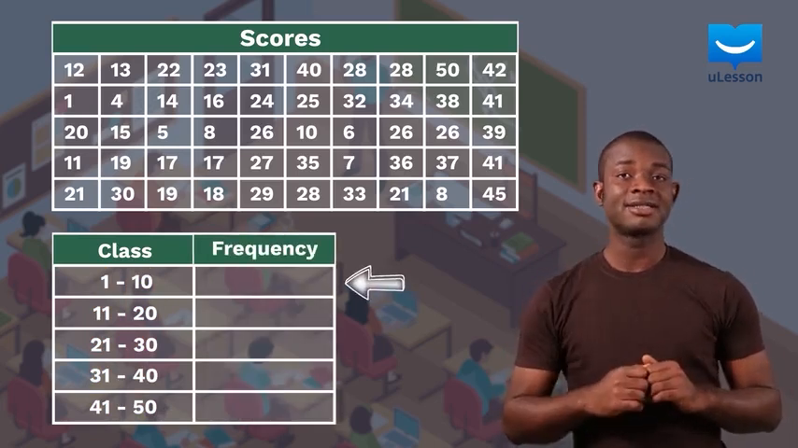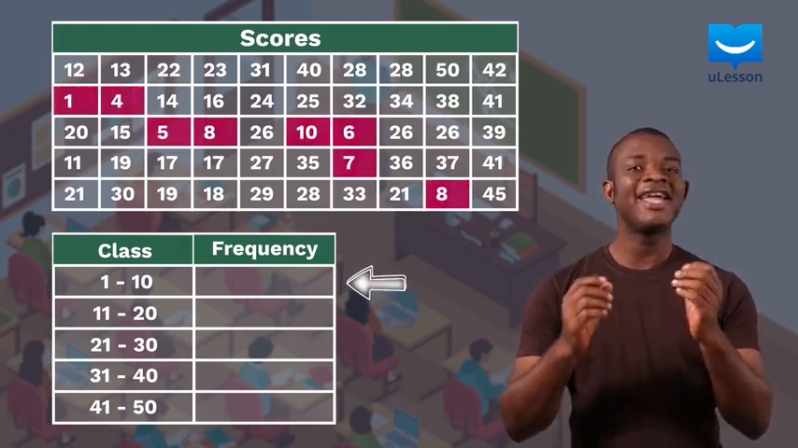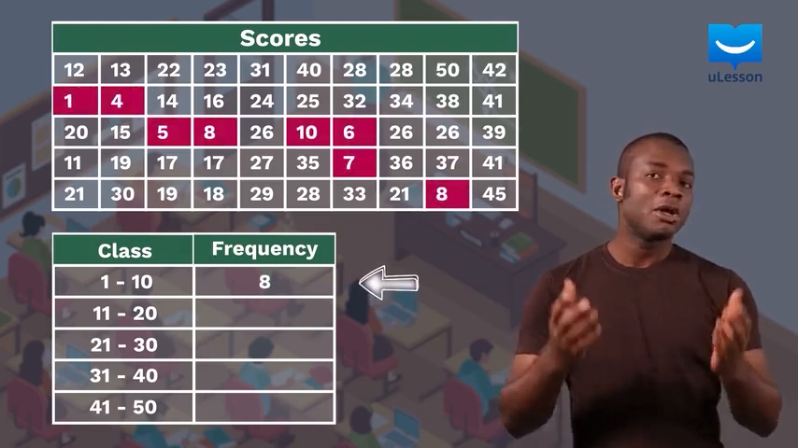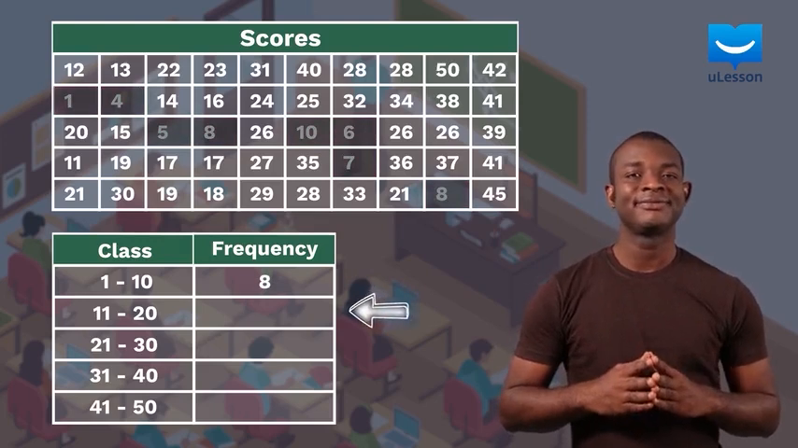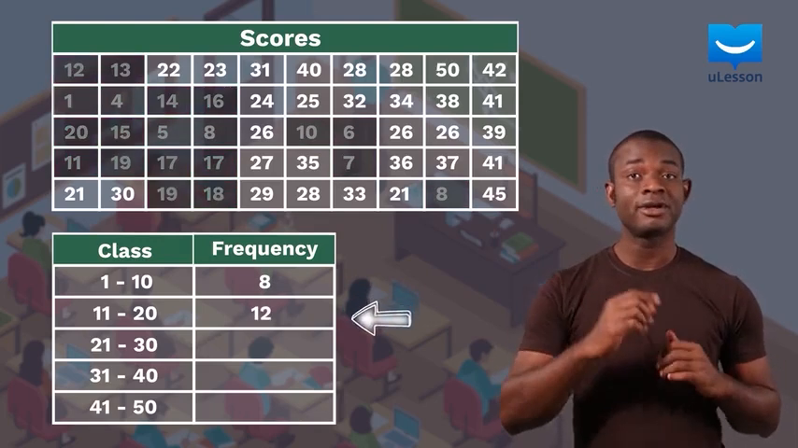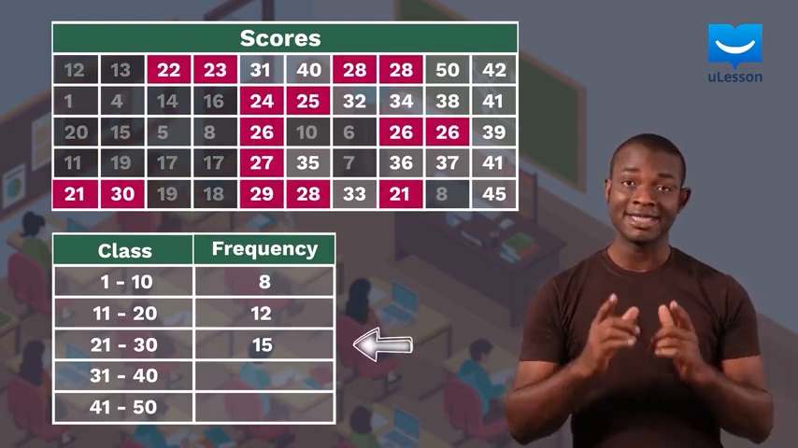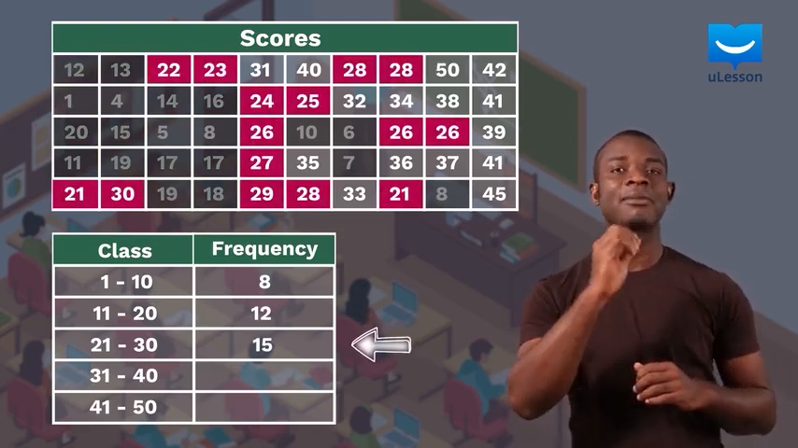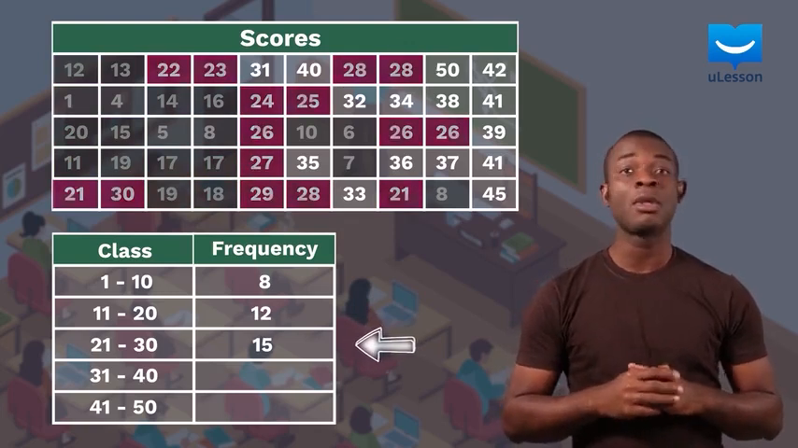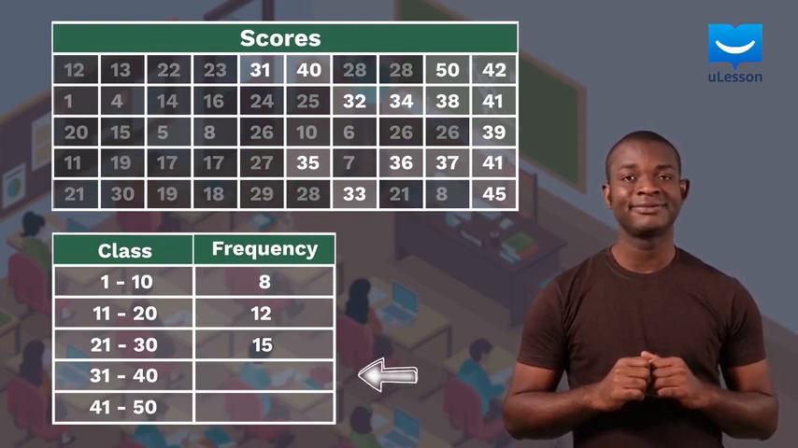For the first class, we have how many scores? We have 8 scores. What about the second class? We have 12 scores. For the third class, we have 15 scores. That is 3/10 of Mr. Akpan's math class. Can you point out the scores that will belong to the next class?